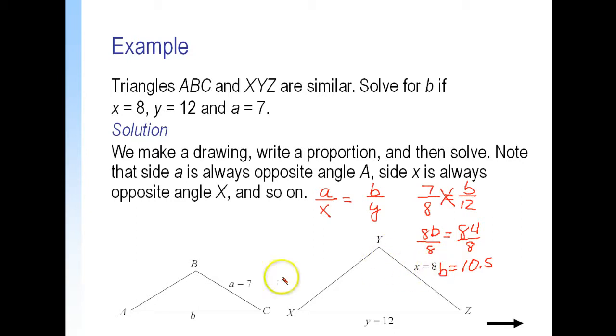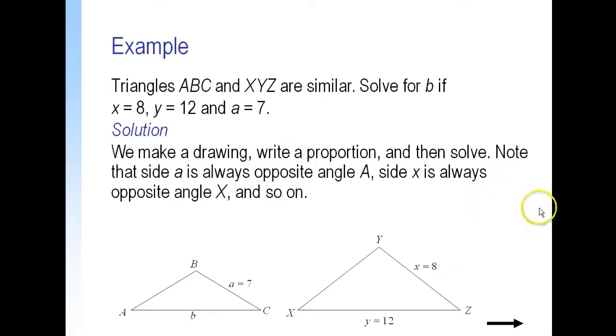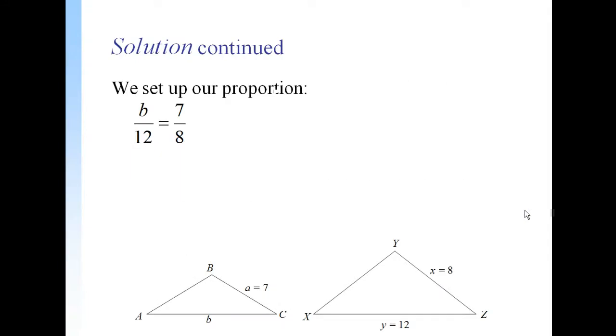So when X is 8, A is 7, Y is 12, and B is 10.5. And how did we figure that out? Through the law of proportion. Okay? Let's check it out here. Okay, they set it up the way we did, and there it is, 10.5.